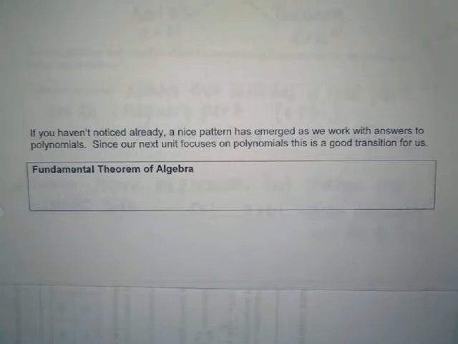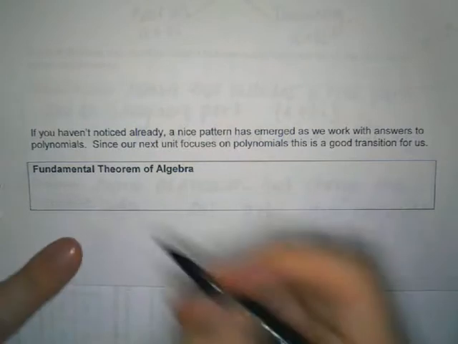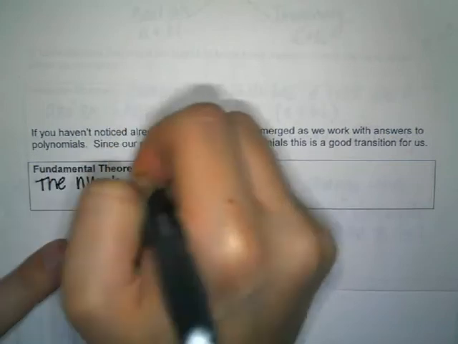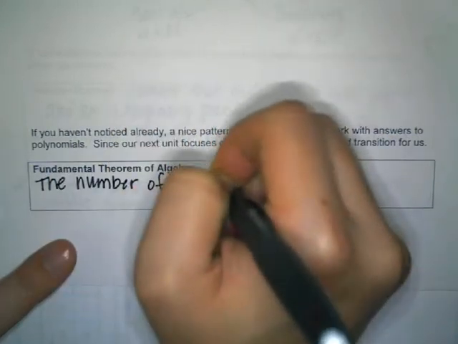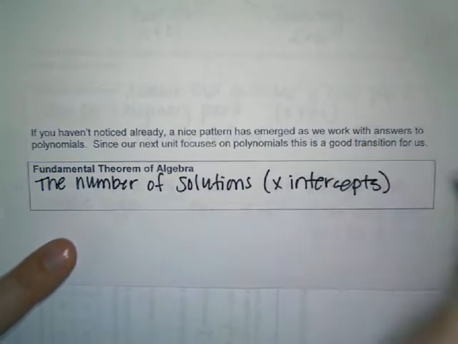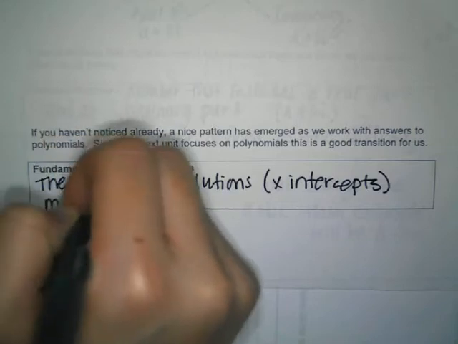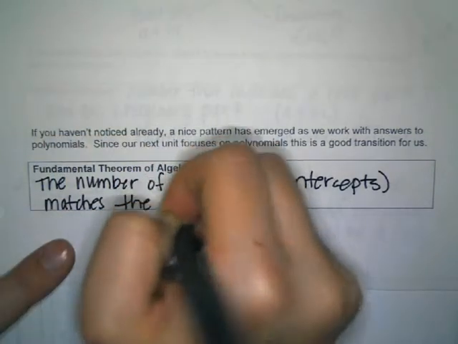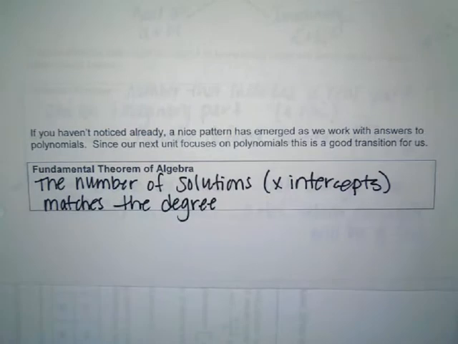If I were to graph a cubic, which we will eventually, how many answers do you think that would have? 3. And if I had a quartic, it would have 4. And it just keeps going up from there. So the fundamental theorem of algebra basically says that the number of solutions, x-intercepts, matches the degree.